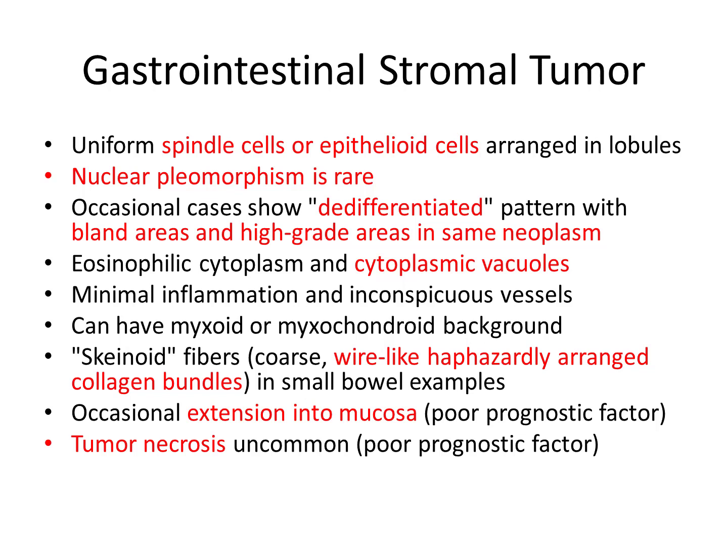The tumors can have a myxoid or myxochondroid background. Skeinoid fibers may be present, which are coarse, wire-like bands of collagen that are haphazardly arranged. Poor prognostic factors include extension into the mucosa, as well as tumor necrosis.